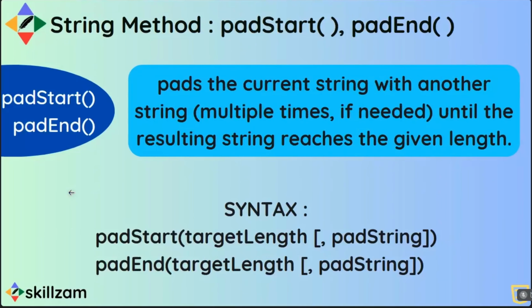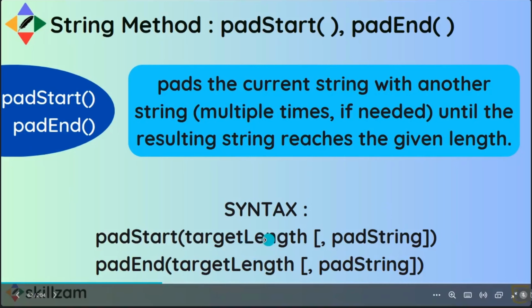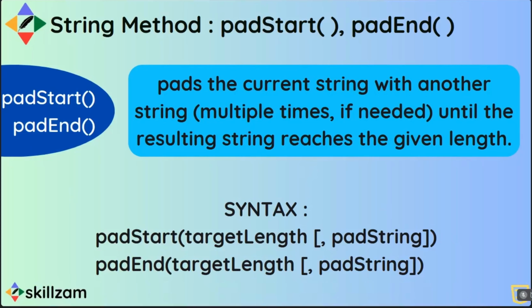All right, the next is padStart, padEnd. It pads the current string with another string, multiple times if needed, until the resulting string reaches the given length. Why? Because length is a parameter that you pass to padStart and padEnd. Let's understand this. Very interesting. What is pad? Pad is like you are adding certain strings additionally at the start or at the end, depending on what method you are going to use.